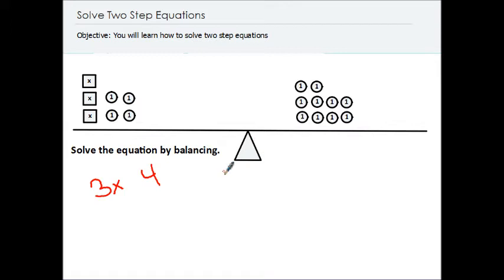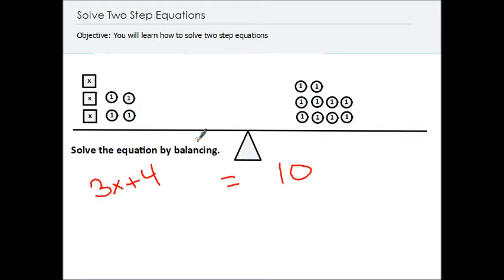Remember, our triangle always means equals. And I have 1, 2, 3, 4, 5, 6, 7, 8, 9, 10, so 10 on this side. Now, when you have these two next to each other, we want to combine them to get a total. Remember, combine and total mean add. So if we were to write this out, it would be 3x plus 4 equals 10.